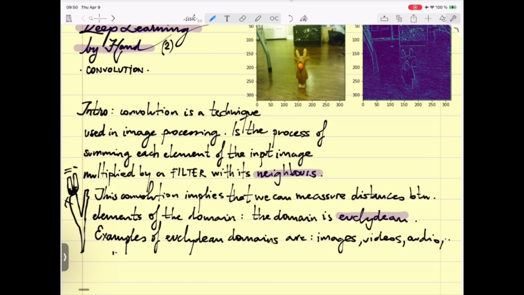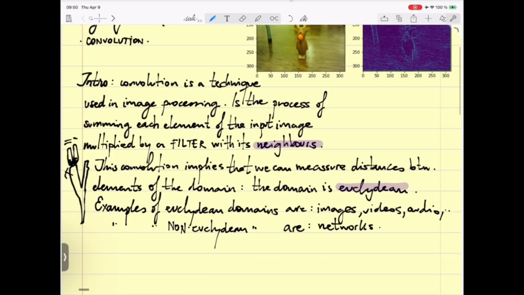Examples of non-Euclidean domains, where we cannot implement this technology like we are explaining it today, are, for instance, networks. Okay, in a network we cannot measure a distance.